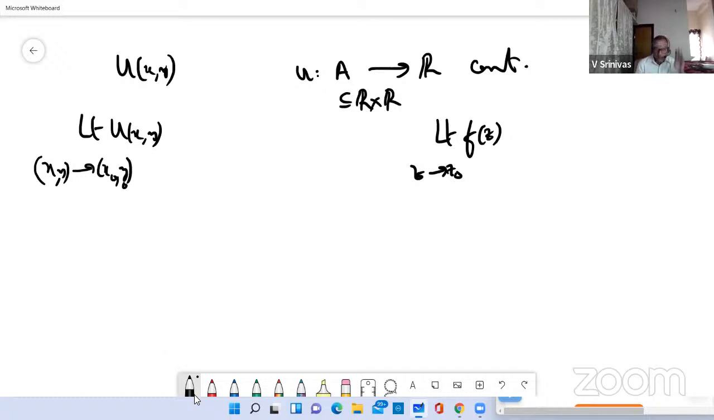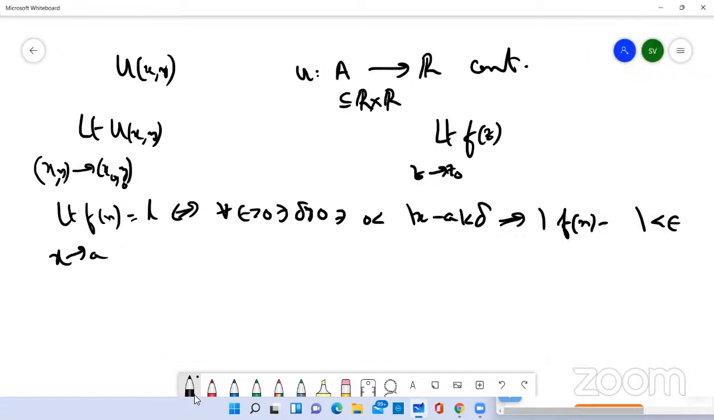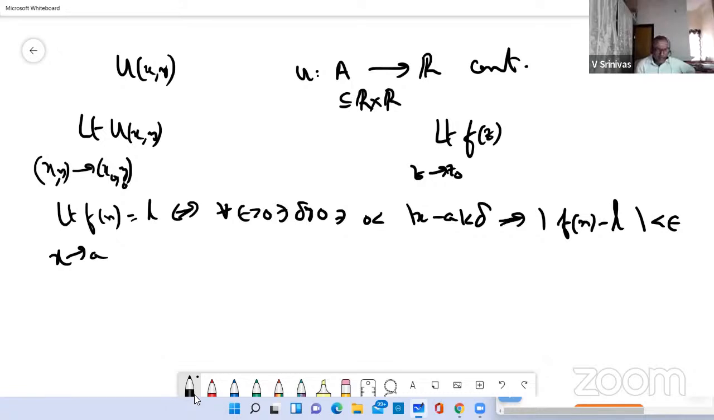How to define this? You recall the first definition, limit f of x as x goes to a. How did we define this? For every epsilon positive, there exists a delta positive such that 0 is less than modulus of x minus a is less than delta implies mod f of x minus what comes here is less than epsilon. L, right? Limit f of x as x goes to a is equal to L means for every epsilon positive, there is a delta positive such that 0 is less than modulus of x minus a is less than delta implies mod of f of x minus L is less than epsilon. This will be extended to the function u, which is a function of two variables.